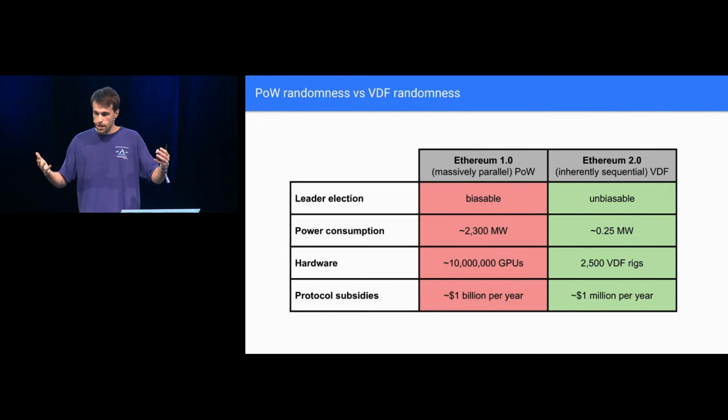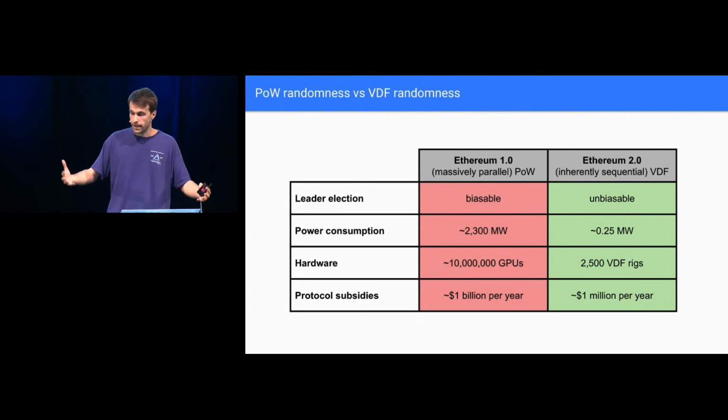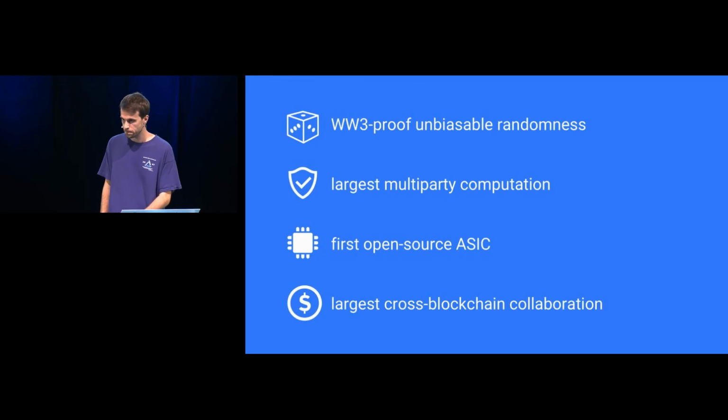And also, in terms of protocol subsidies, proof of work is very expensive. All the hodlers need to pay $1 billion of inflation per year to support the proof of work, whereas for VDF, the incentive would be fairly small, about 1,000 times less.